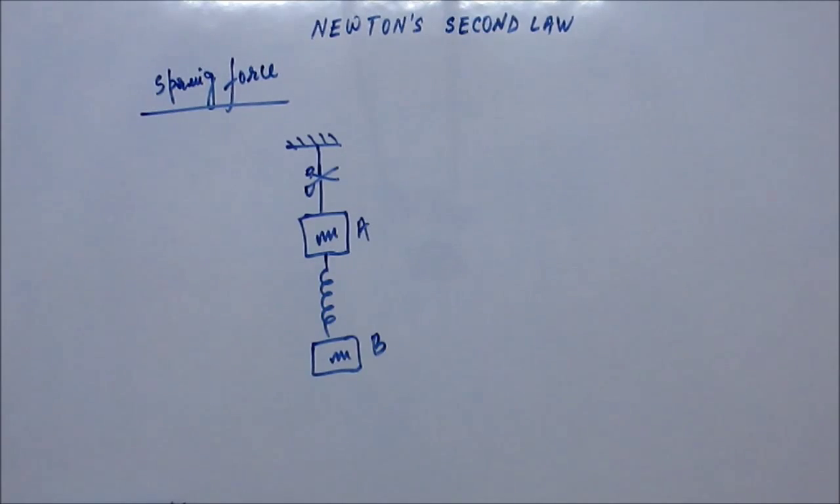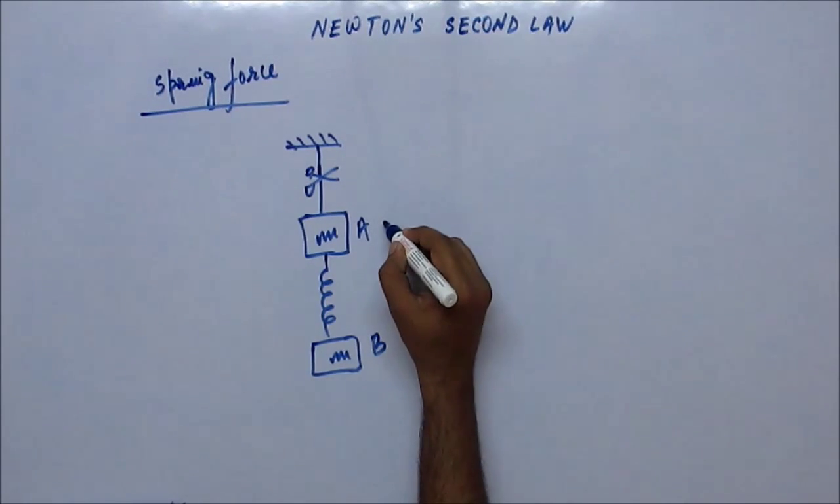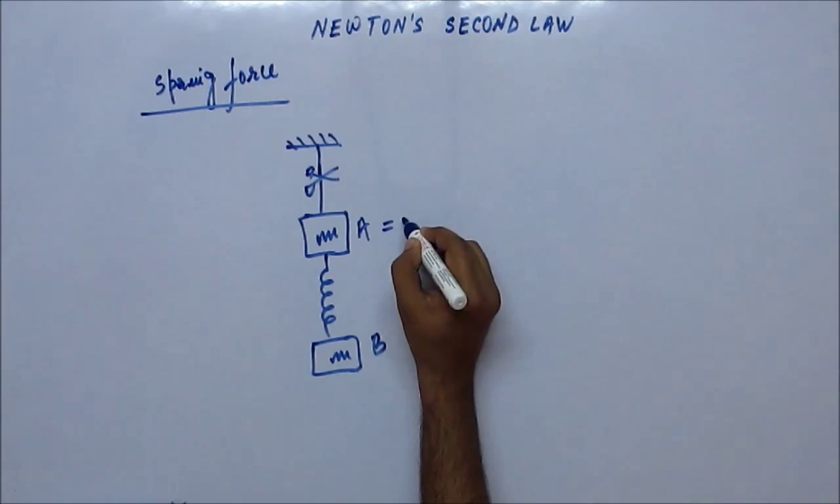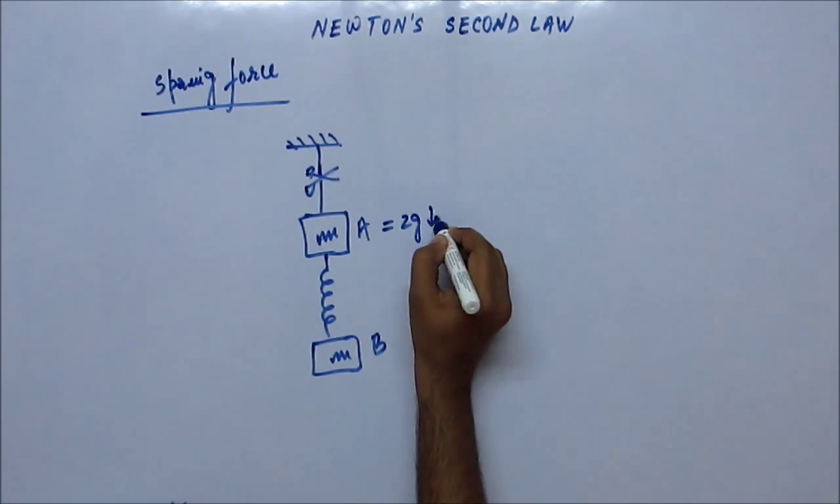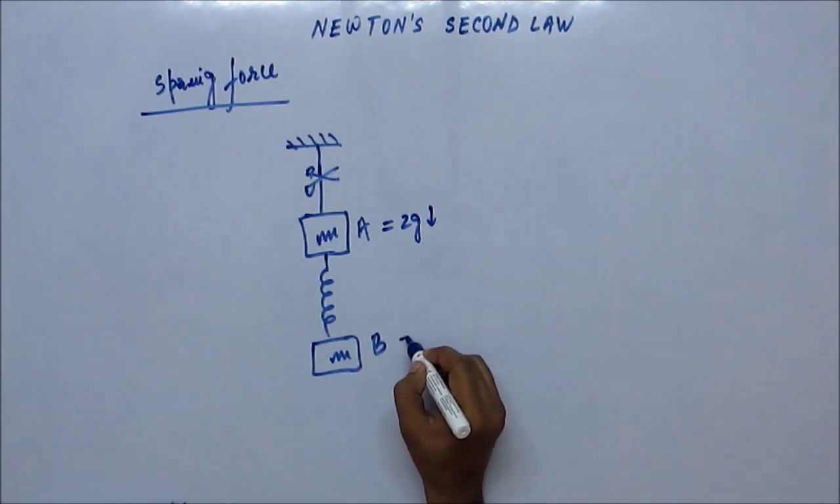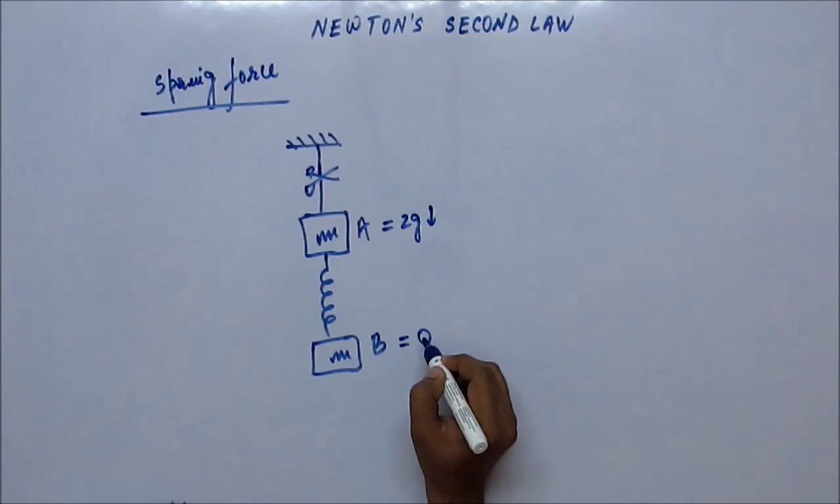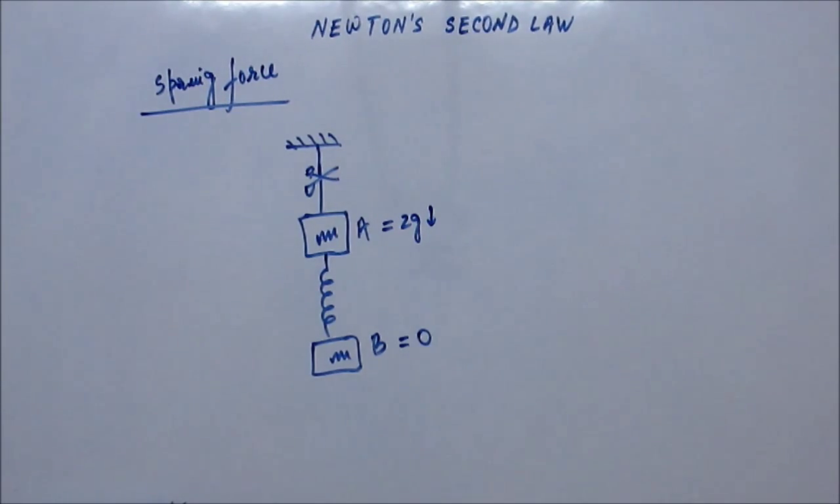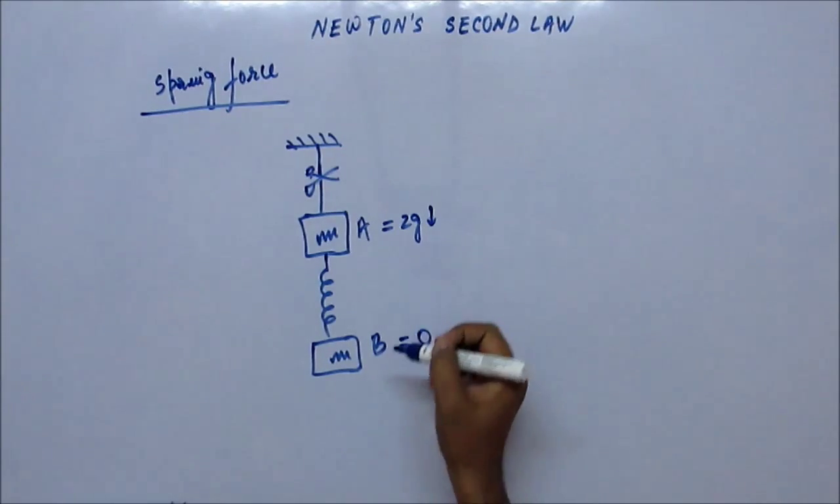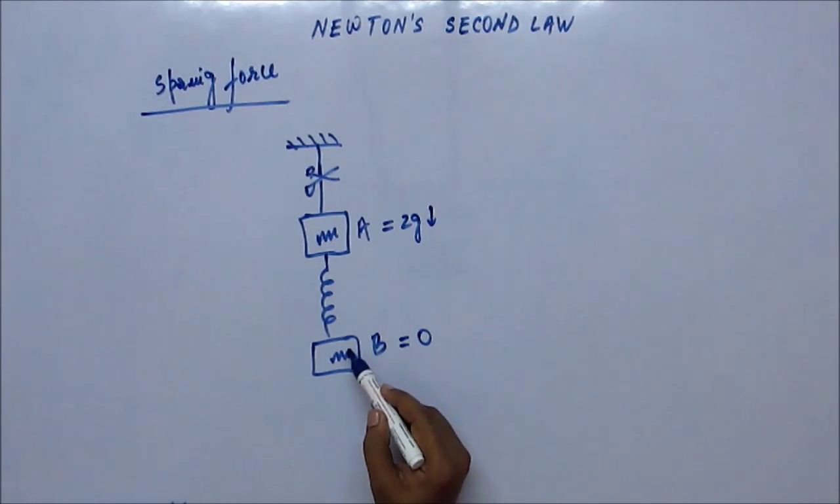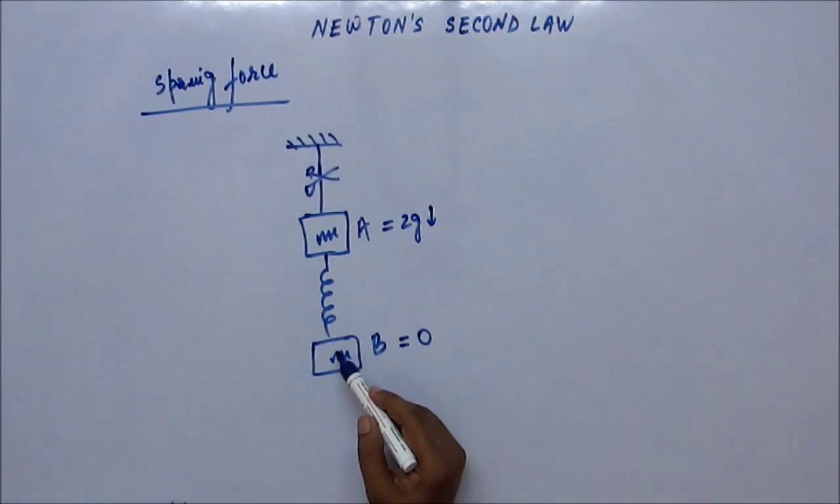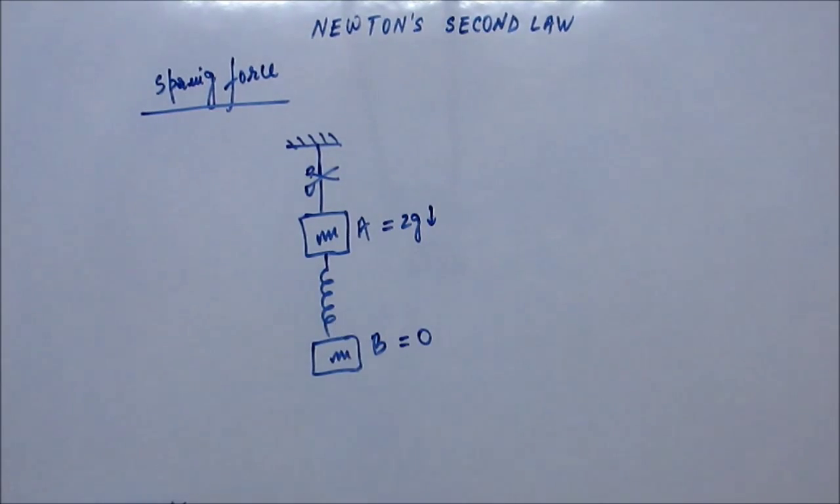The acceleration of block A, and I hope you got your answer already, will be equal to 2g downward, and the acceleration of block B will be equal to 0. Fine, you got your answer? Very good, you're doing very well in mechanics. How would that be? Because block B has a force mg downward and a spring force upward. The spring force is not going to vanish. So the spring force is there.